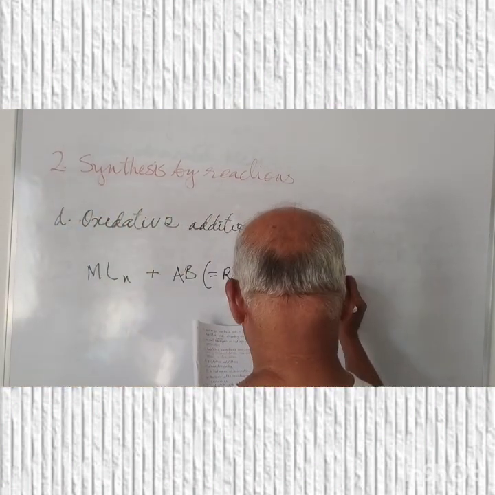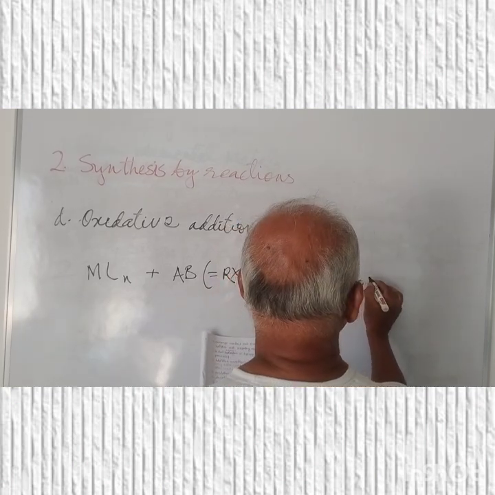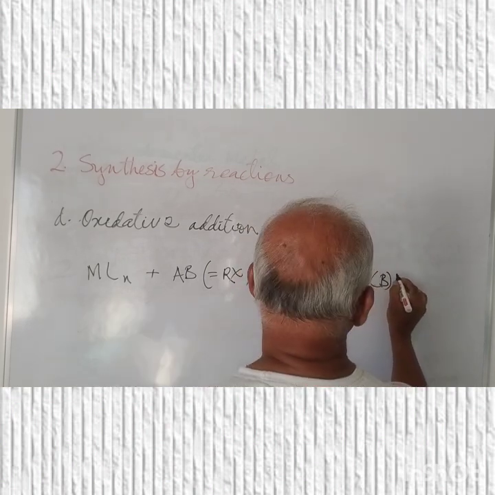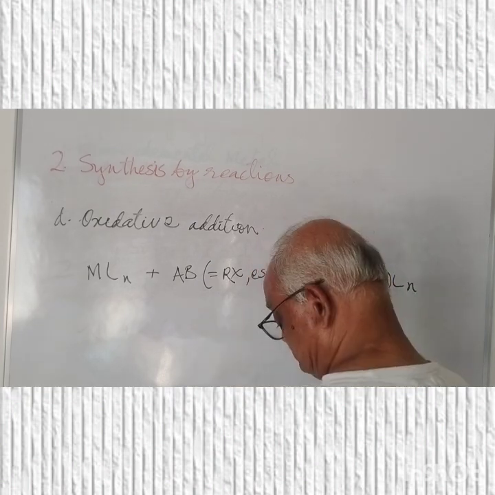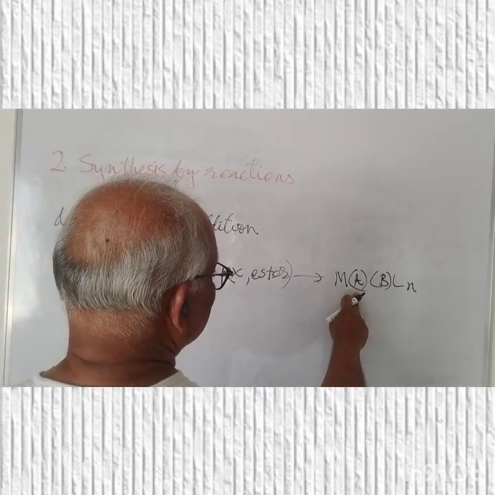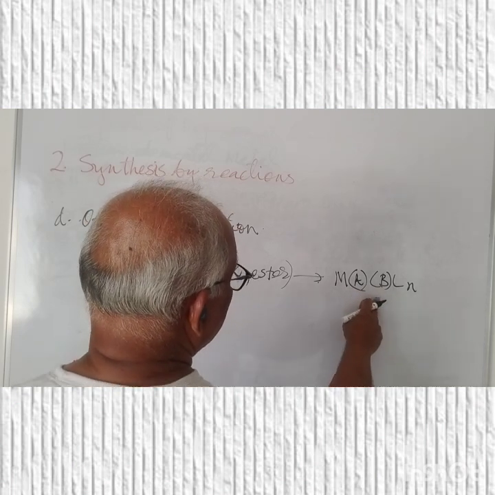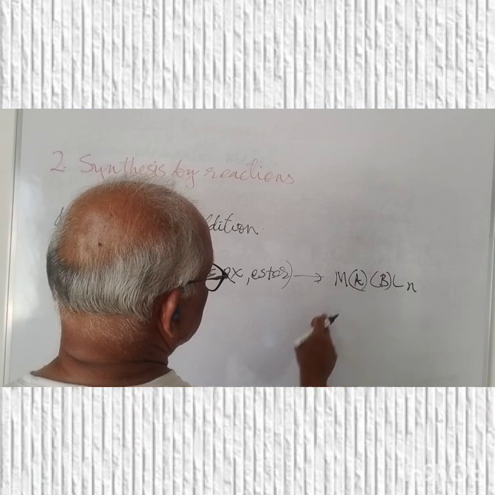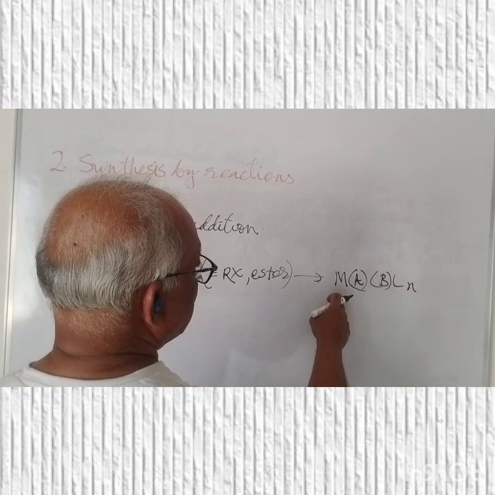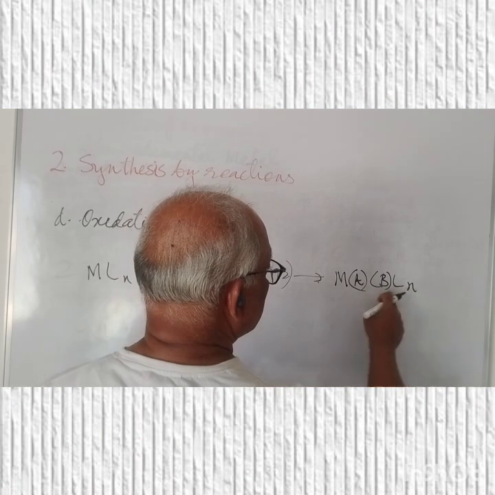So after all, it gives M, A is one ligand, B is another ligand, and this already existing Ln. So here, if this is having monodentate ligand, this is also monodentate ligand, then the oxidation state of this metal will be increased by 2. So if it is already, this is say ML4, after addition, it will become ML6.